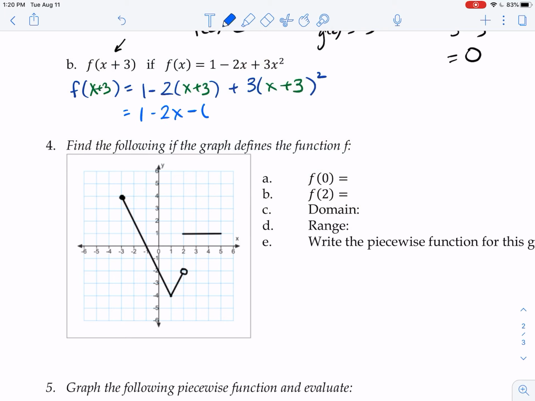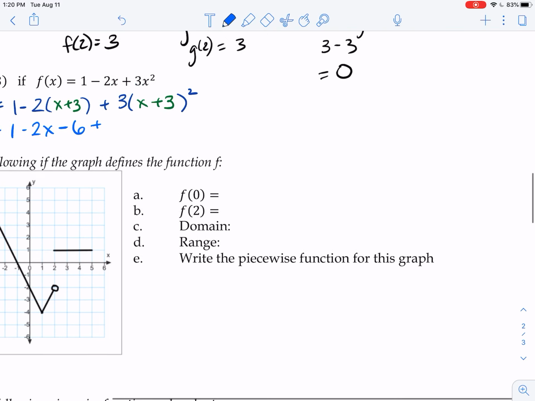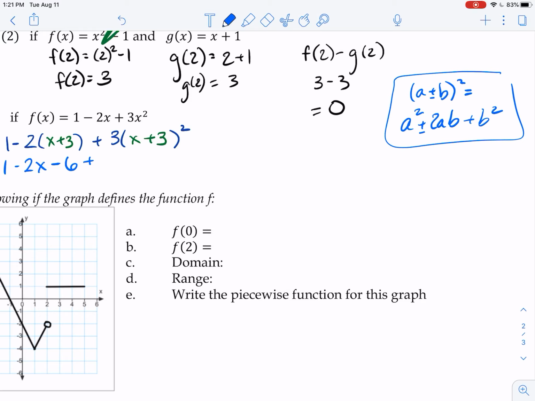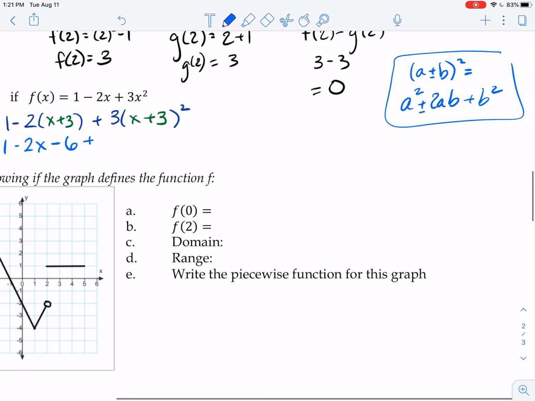Minus 2x minus 6 plus, this is a good one, ladies and gentlemen. If you're not really familiar with (a plus b) squared being a squared plus 2ab plus b squared, if that's not a natural part of your math breathing, what I would suggest is take this, and actually it's plus or minus, get a dry erase marker, write it on your bathroom mirror, so that when you see it all the time, it just becomes part of the air you breathe. So I'm going to square this out.